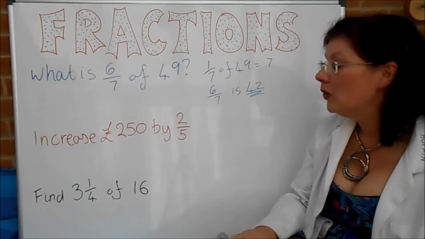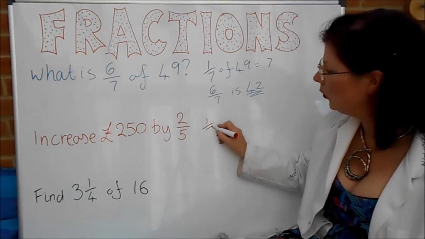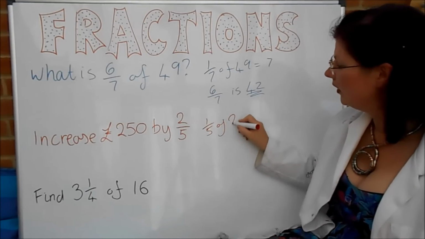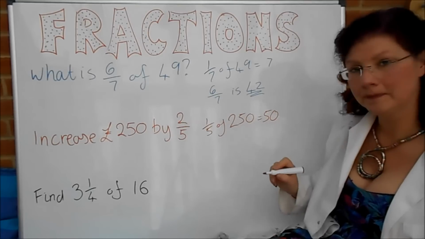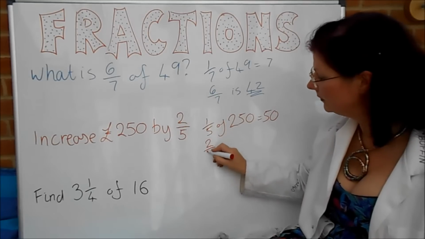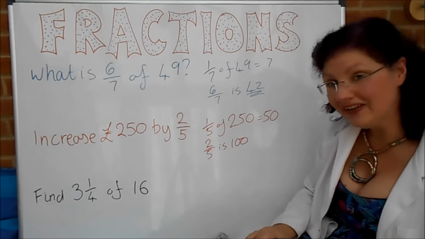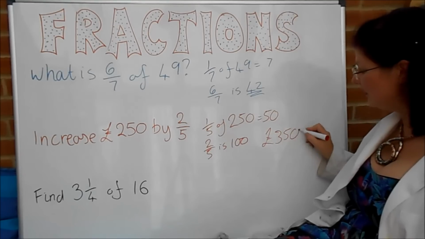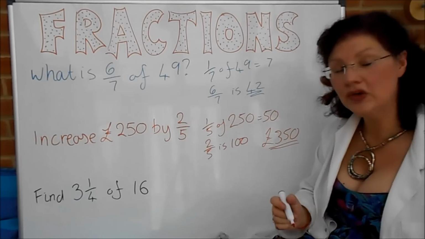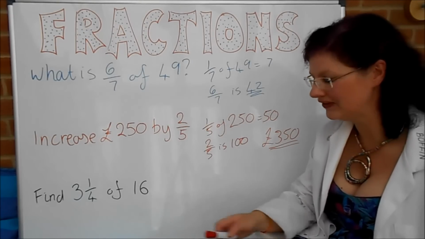Okay, for here, we need to know 2/5 of 250. Well, 1/5 of 250 is £50. So 2/5 is £100. So the answer is 350. We have increased it by 2/5. Yep, 350 is the answer.